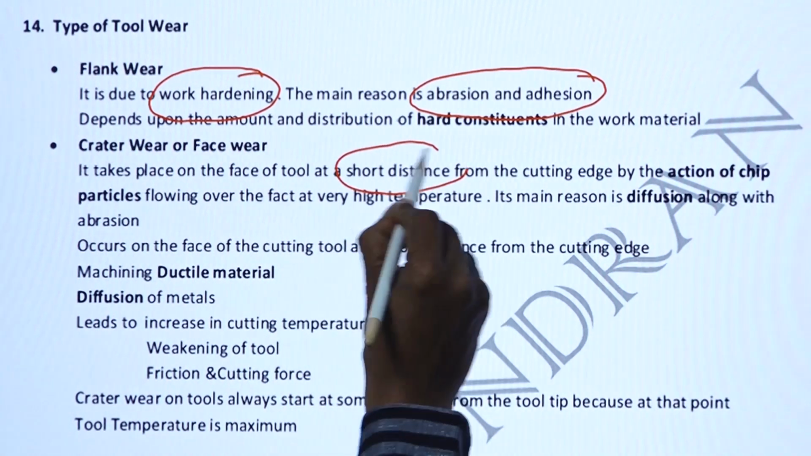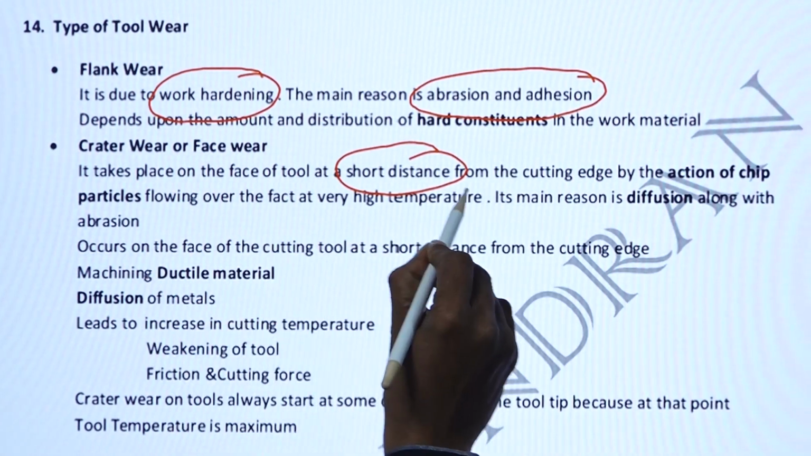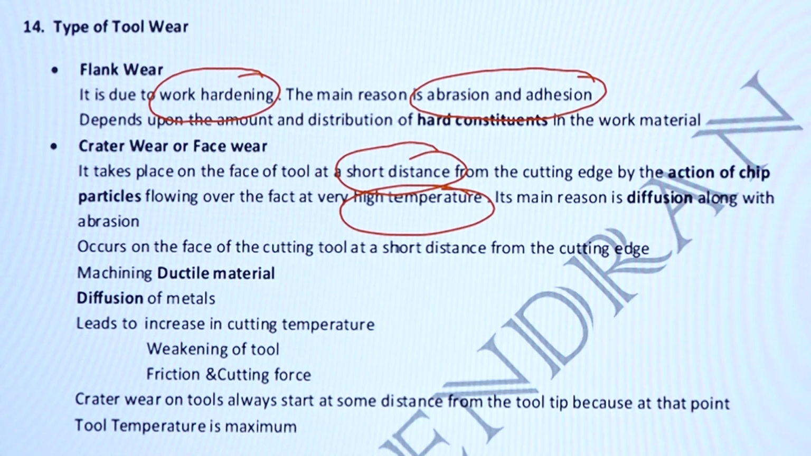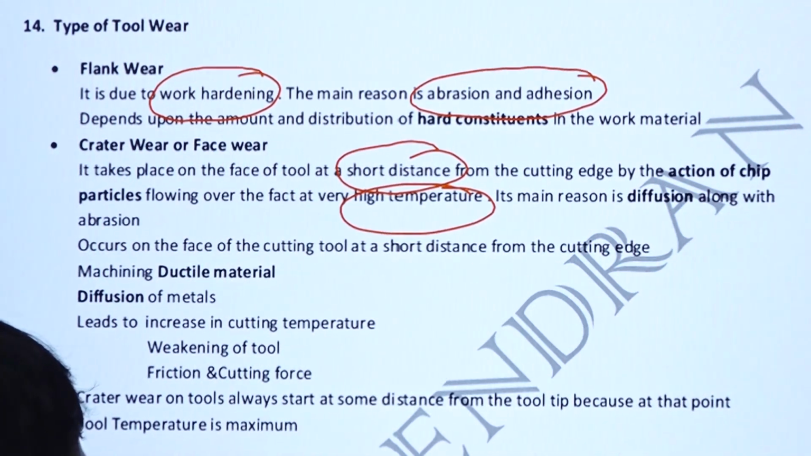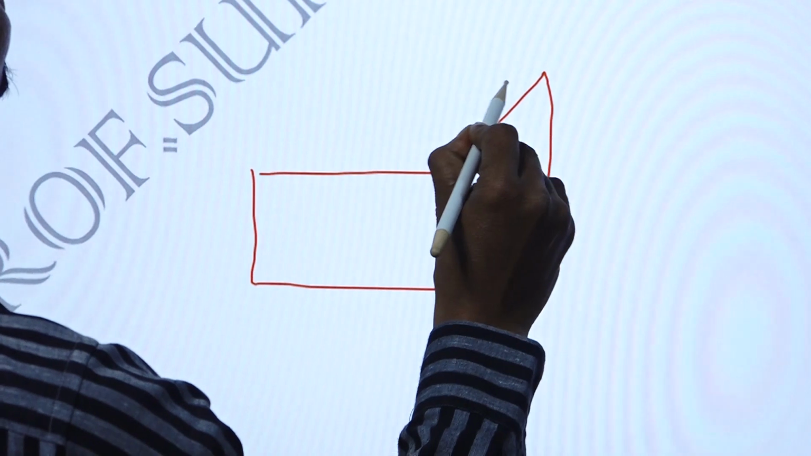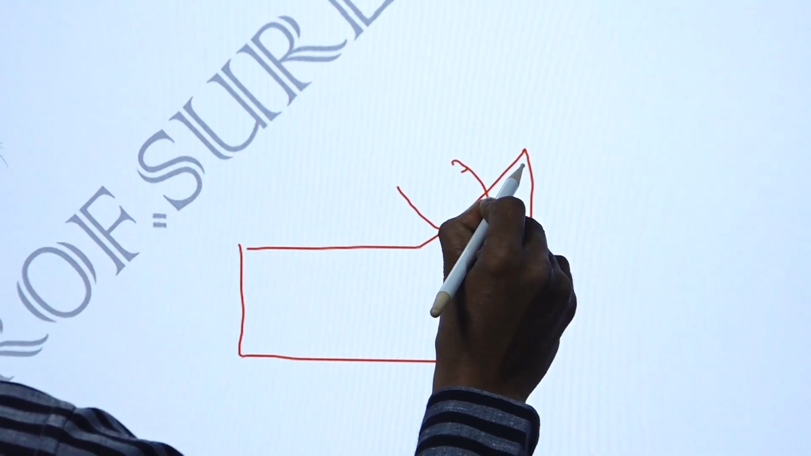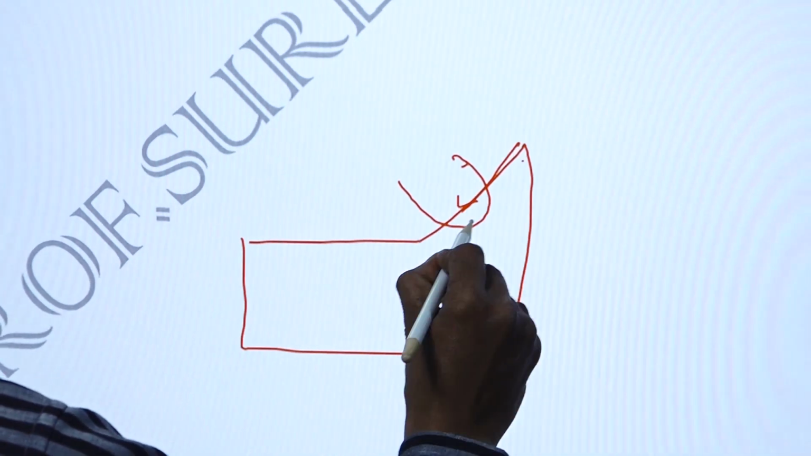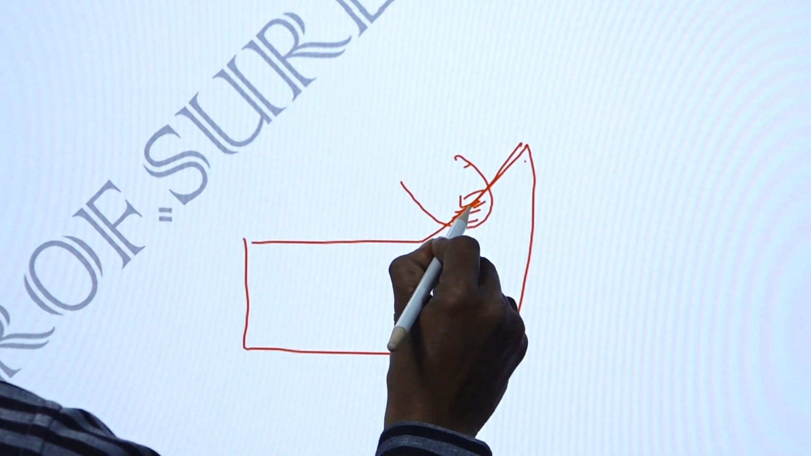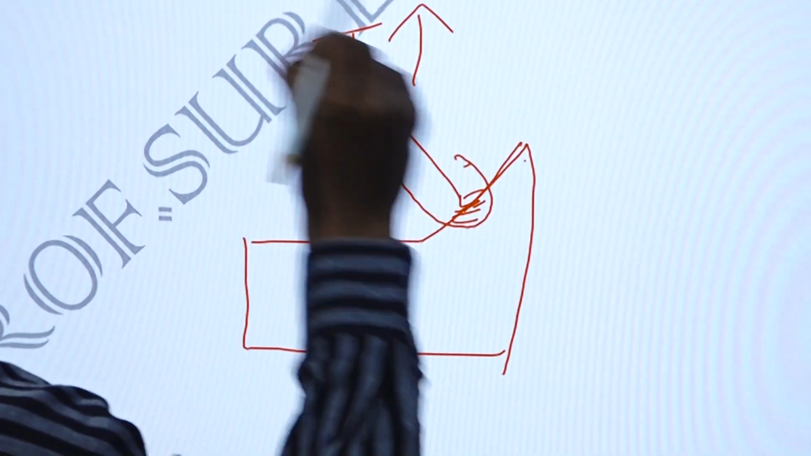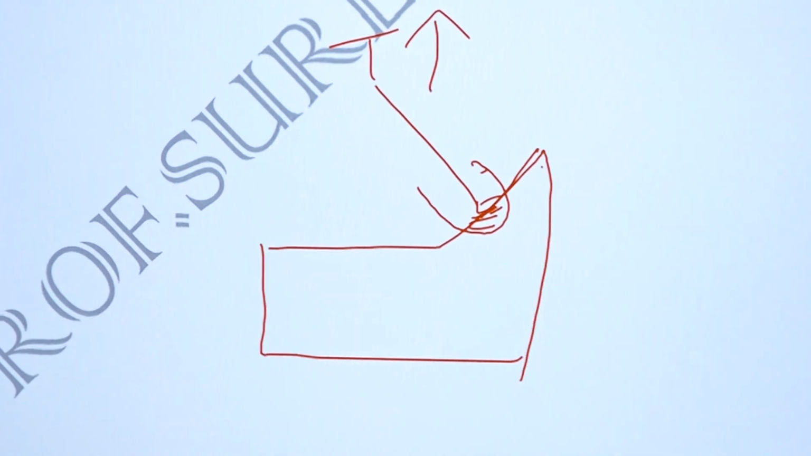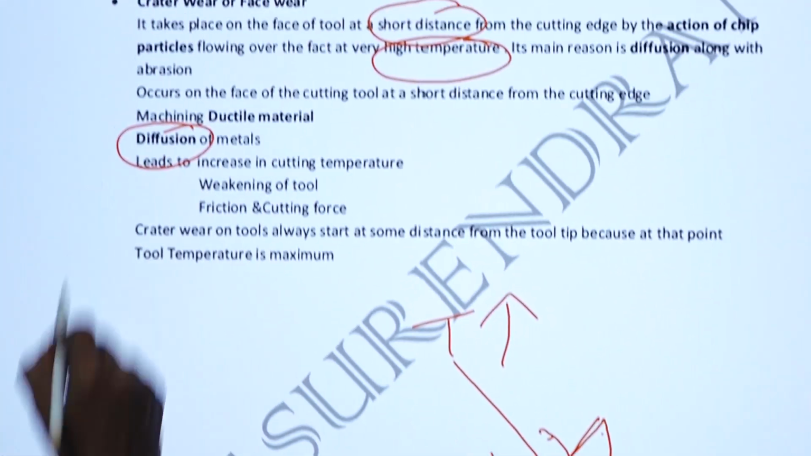It occurs at a short distance. This is the famous question, because of the high temperature. Crater wear will always form at a certain distance, because in this region the temperature will be maximum. It occurs due to the diffusion.